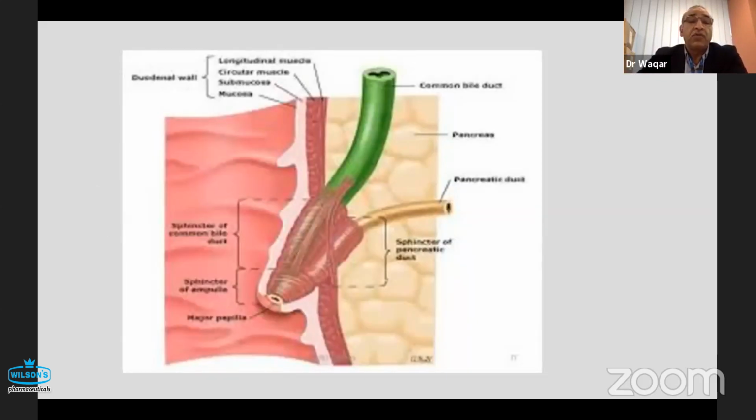So, a closer picture of the sphincter of Oddi. This is the one which covers the common ampulla. That's the part of the sphincter of Oddi which covers the common bile duct, and the part that covers the pancreatic duct. It does not communicate with the longitudinal and circular muscle fibers of the duodenal wall. It is an independent band of muscle fiber with its independent innervation.